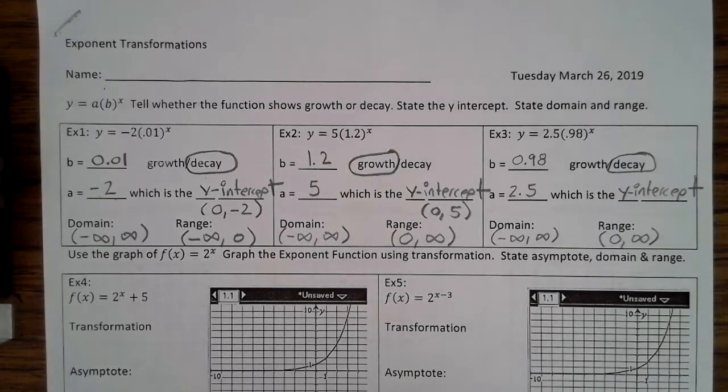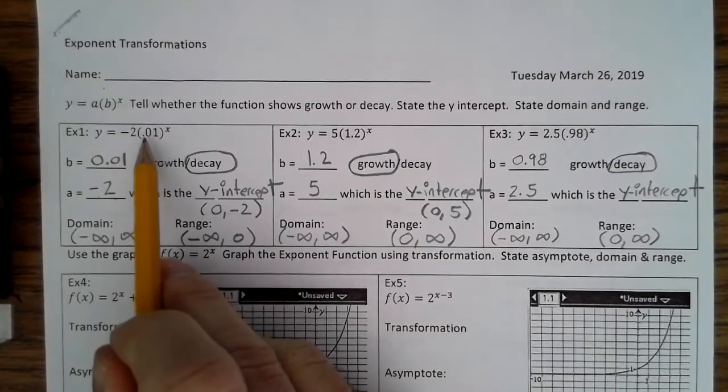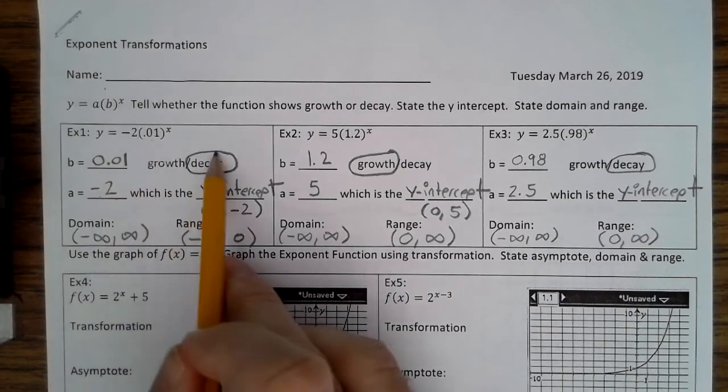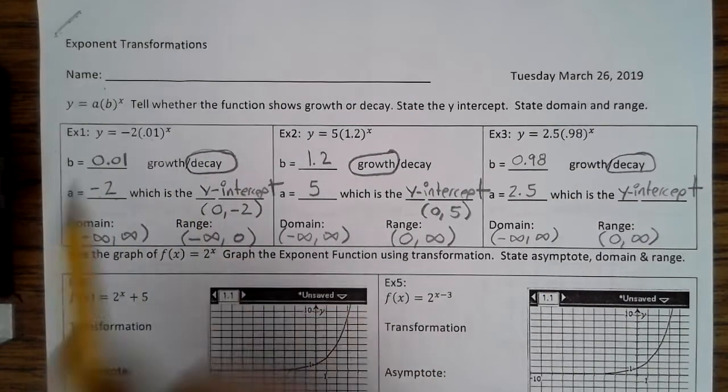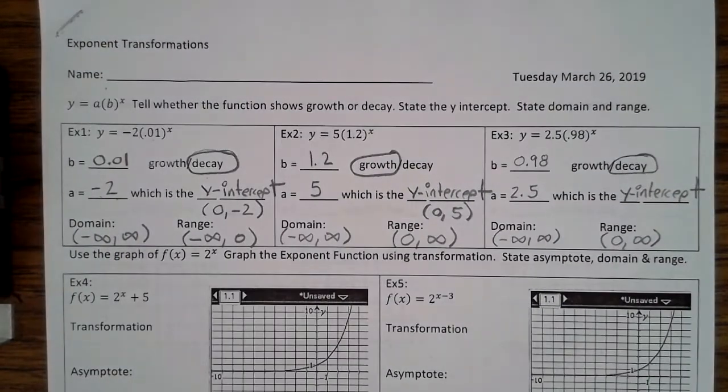Now, I think I misspoke in example 1. It's because the b value in there is less than 1 that it's decay, not because it's negative. I apologize for that mistake.